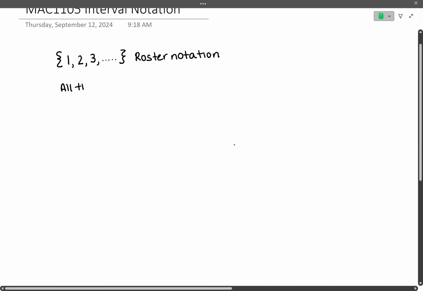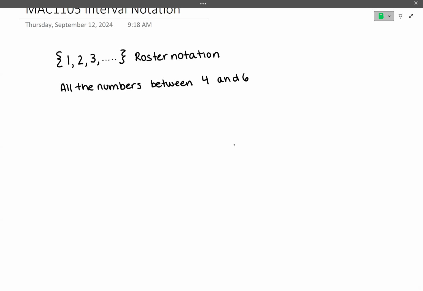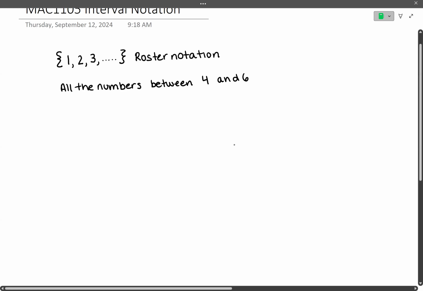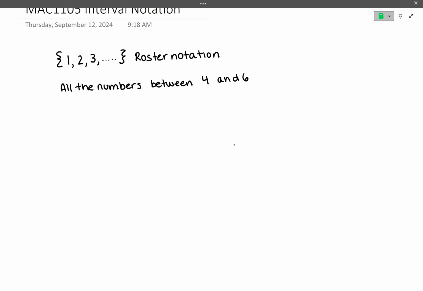All the numbers between 4 and 6. Now, a lot of people will think, oh, well, that's 5. But remember, there's 4.5 and 4 3/4. And no matter what numbers you give me, I can always find more numbers to have included in this list.